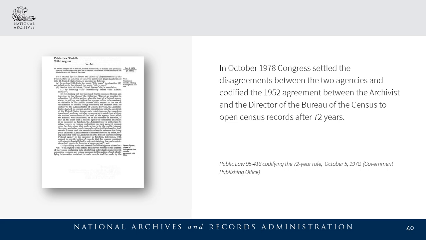The legislation required that the release of any personally identifiable information from records of the Census Bureau should be governed by the October 10, 1952 agreement between the archivist and the director of the Bureau of the Census, except for the individual named in the record or their legal heir. Any changes to that rule must be agreed to by both the National Archives and the Census Bureau and published in the Federal Register. Now, since the agreement restricted access to census records for 72 years, it became known as the 72-year rule, which has been governing census records ever since.